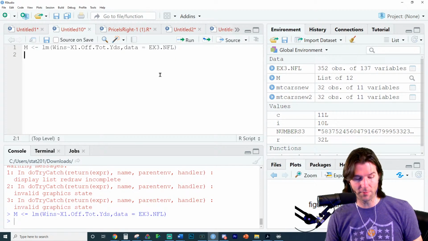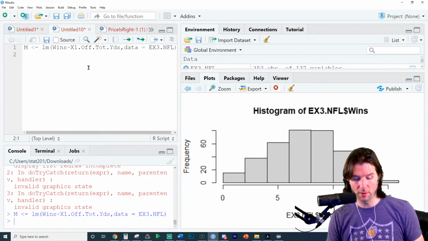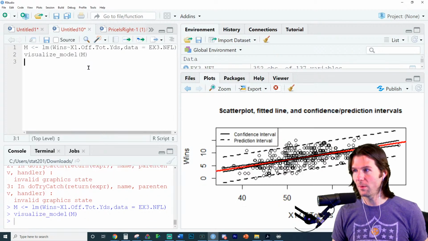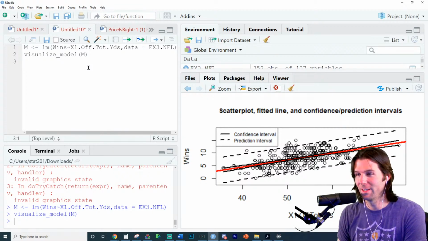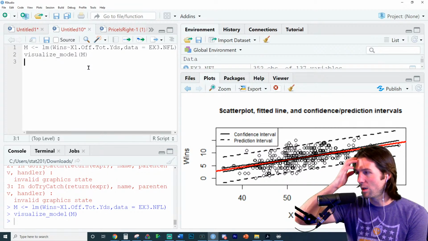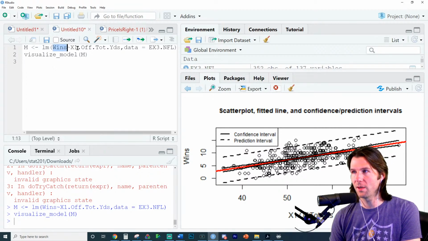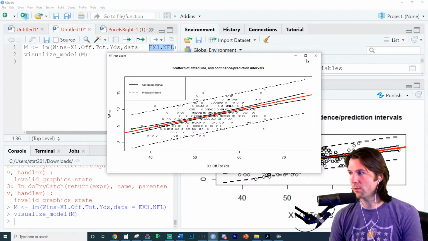Don't worry about that graphics error because I have the window so small. But speaking of, we need a bigger window here because there's a few ways to do this. My favorite and easiest way is to just go visualize model, and there we go. So for the web, hopefully, does this make sense here, Jessica? This is the easiest way to visualize models. You can just do the y tilde x comma data equals. So you have your y variable, your x variable, data equals the data frame you're using, which is the EX3 NFL data frame. And then you've got your linear model.